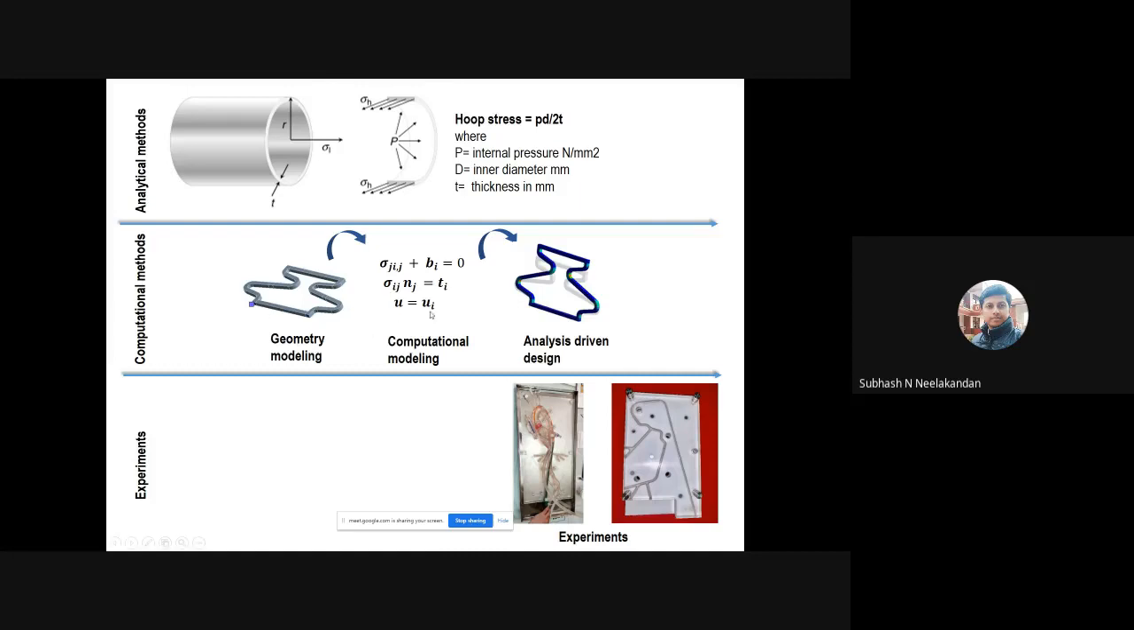Once the team is pretty confident about the computational method and their modeling maturity, the next step is proceeding towards experiments. The final design, which is frozen in the computational methods, can be prototyped and tested. Testing again can be done in two methods.